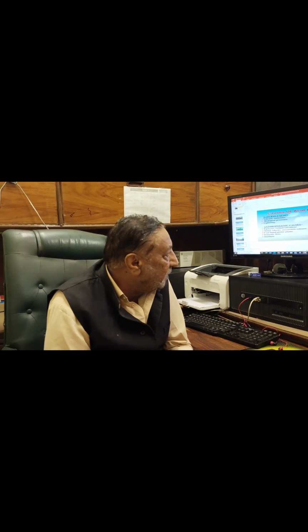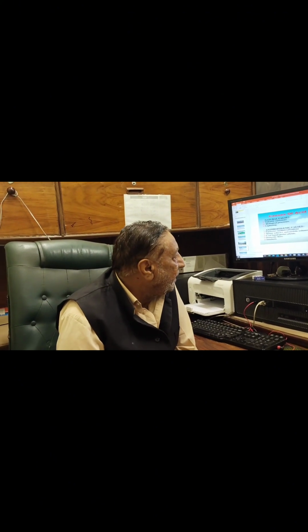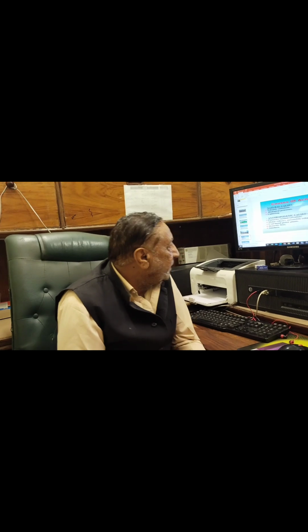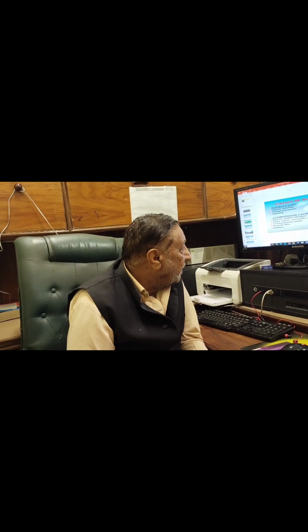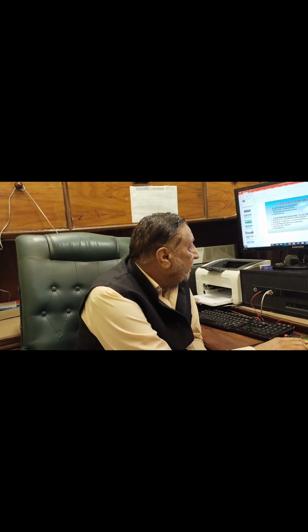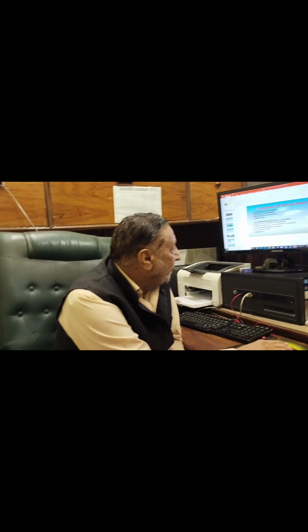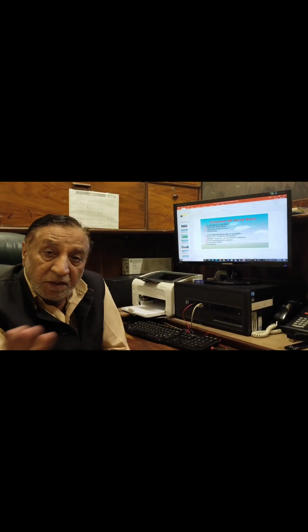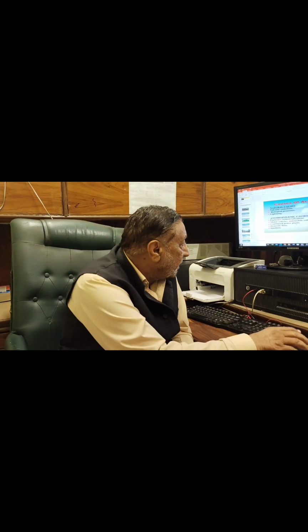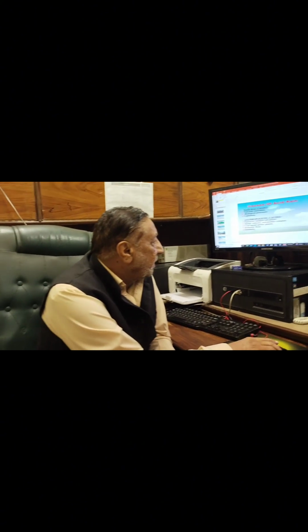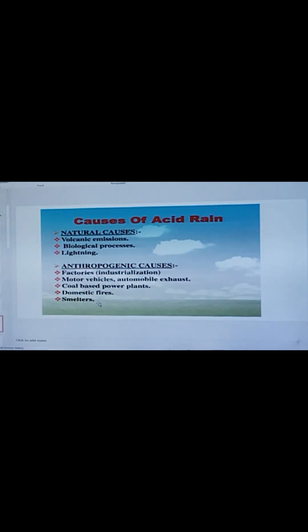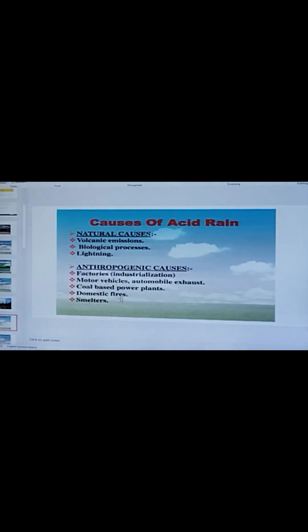So you have to divide into natural causes and anthropogenic or human causes. Biological process, lightning is also one of the important causes of increasing the acid rain. Anthropogenic causes are very important: motor vehicles and factories, coal-based power plants, particularly in Tharparkar, domestic fire, and smelters, which are used to produce metals, particularly iron and steel. These are the factories.